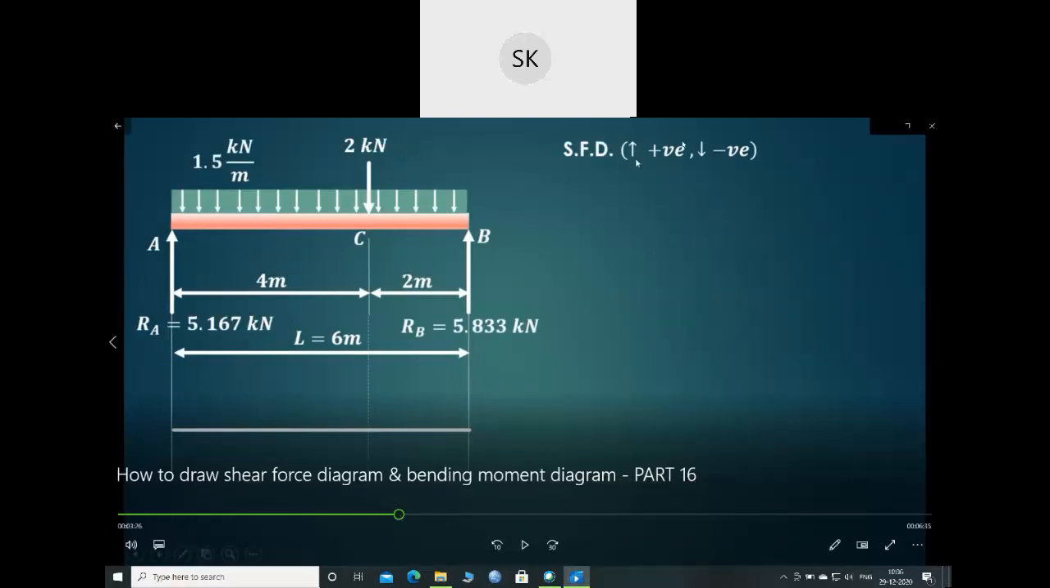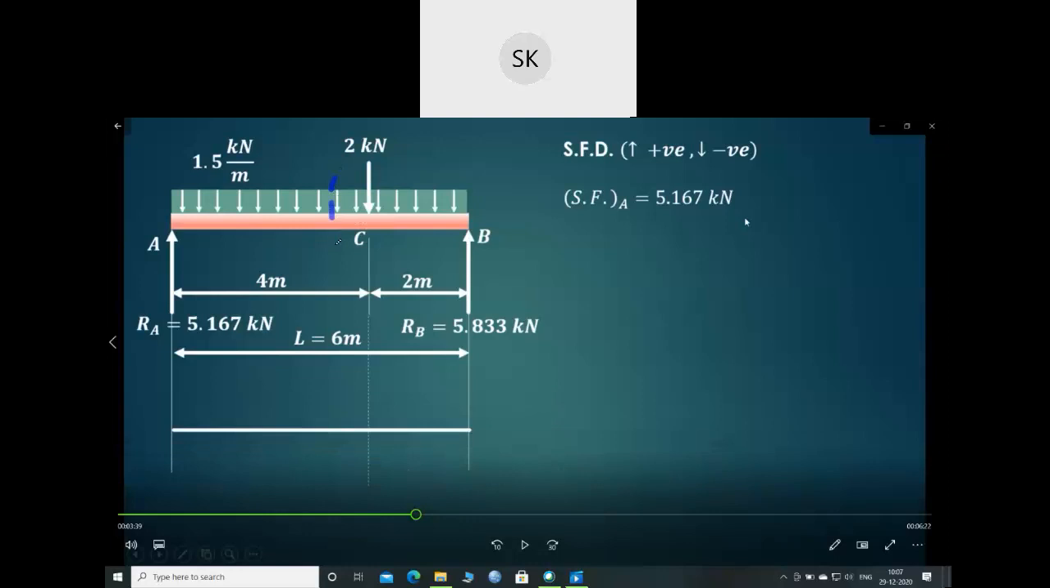I'm taking upward as positive, downward as negative. Now at A, there is only one force, this Ra, so the shear force at A will be the Ra value itself. Next, C. Between A to C, I have this load Ra plus I have this UDL also, right? If you take a section between A and C, or left of C, and want to know the shear force in this part, I have two forces: this Ra and this UDL.